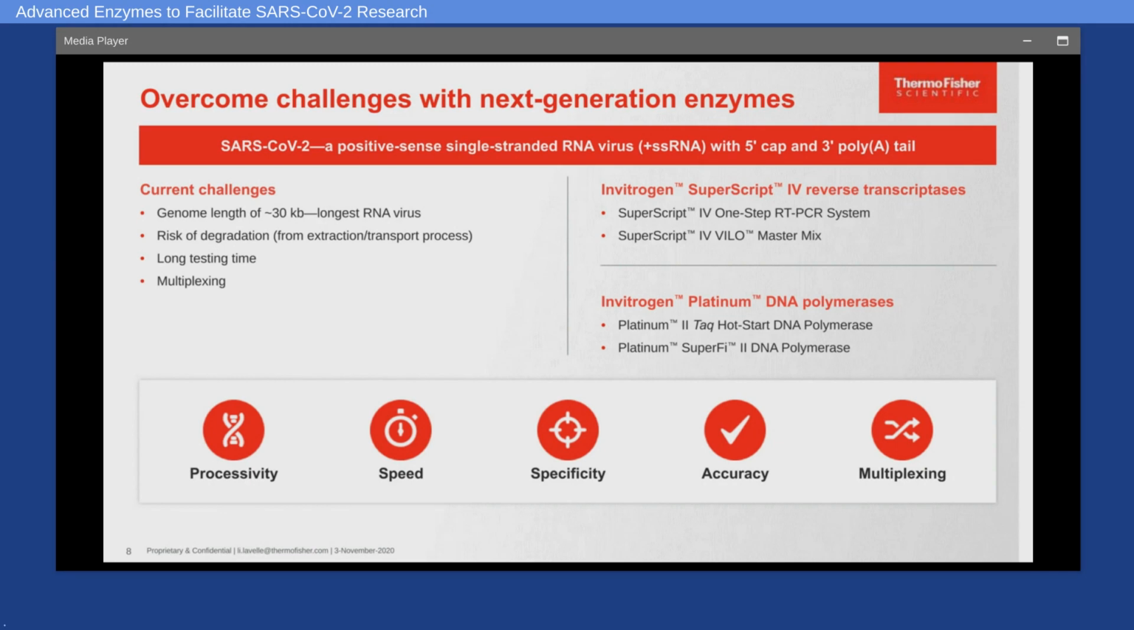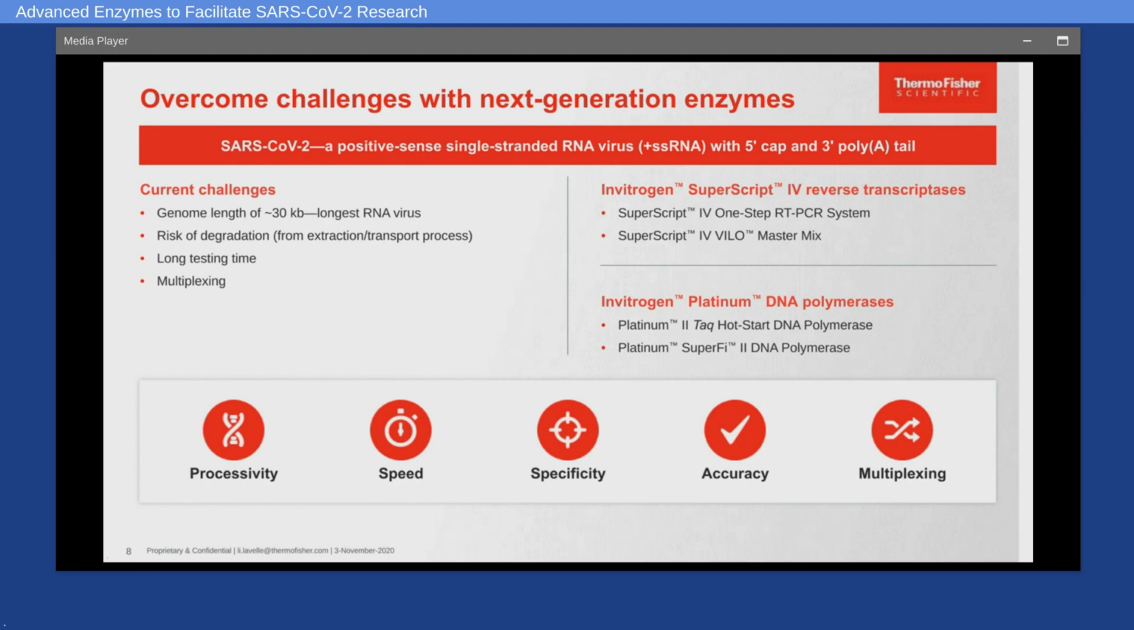SARS-CoV-2 emerged in 2019 and has rapidly spread worldwide. It is a positive sense single-stranded RNA virus with a 5' cap and 3' poly A tail. It's the longest RNA virus, about 30 kilobases. The clinical viral samples are easily degraded during transportation and RNA extraction. Other challenges include long testing time and multiplexing challenges.